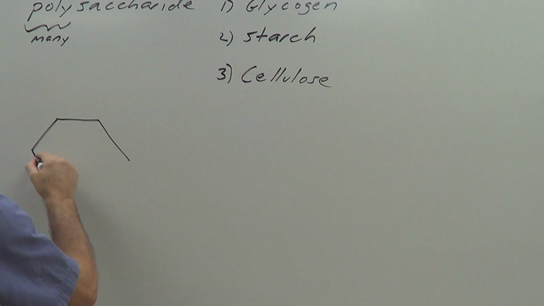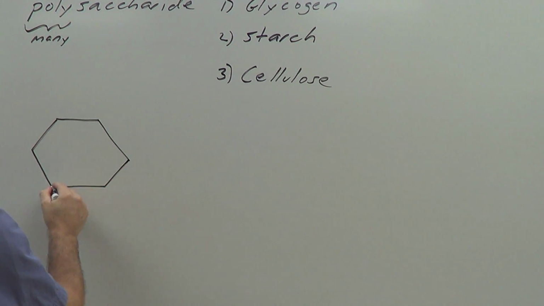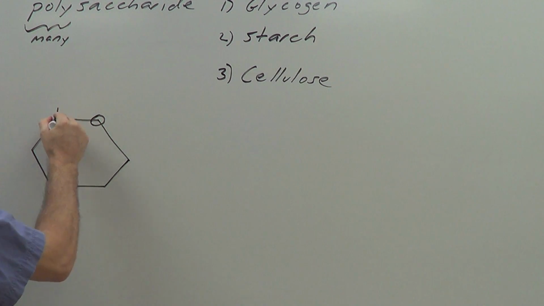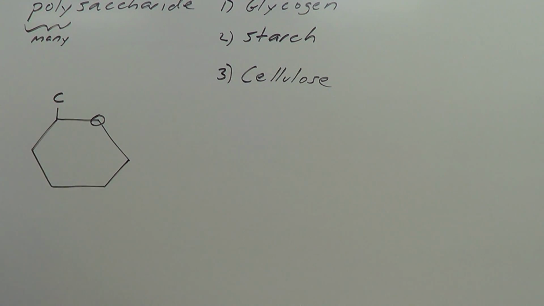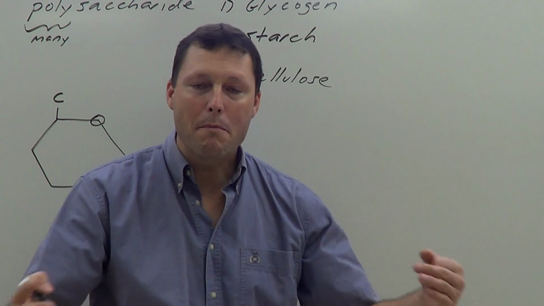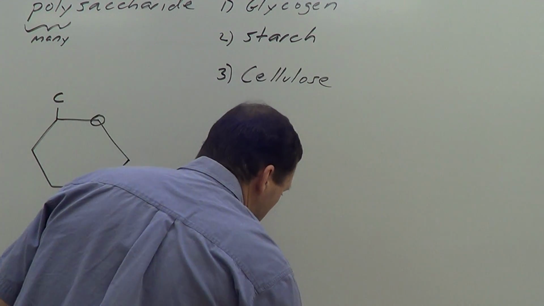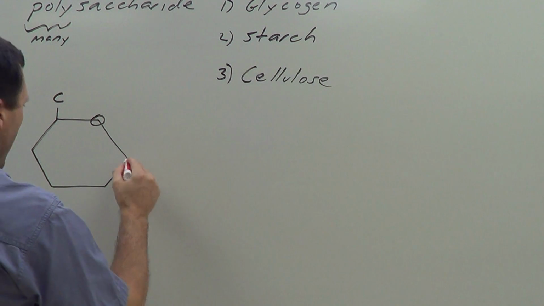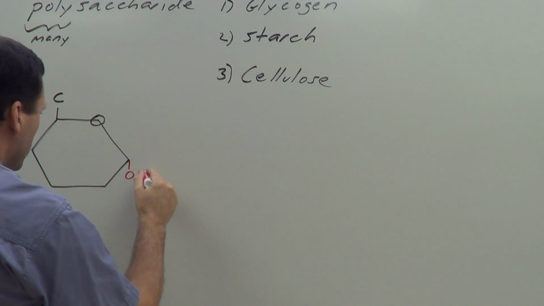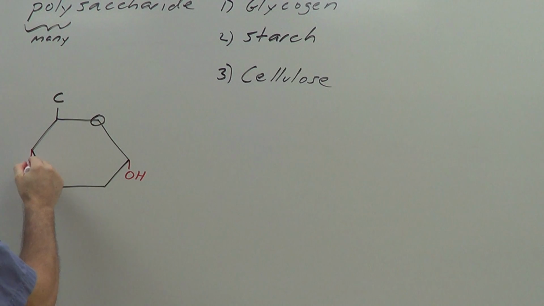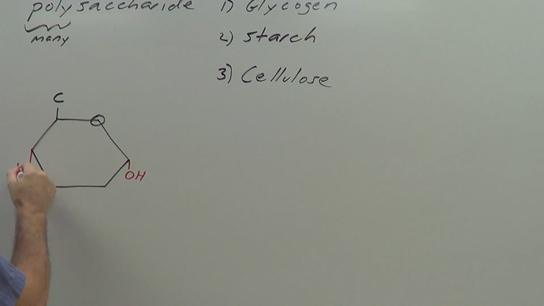Here we go. There's the hexagon. I'm going to put an oxygen on that corner, and I'm going to put a carbon branch. That's a carbon coming off the main structure. They call that a branch. And I'm then going to draw my hydroxyl group. So there's one here, and here's another one over here.